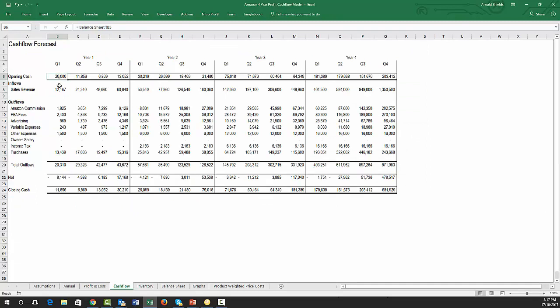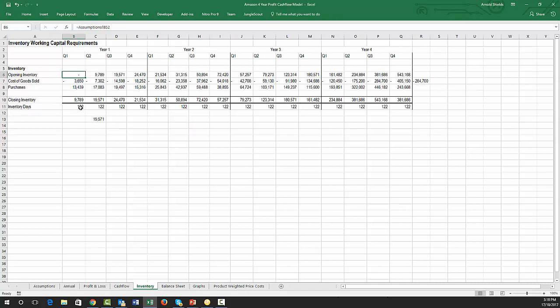So we've got opening cash, we've got our sales, gross sales revenue. So this is, in some ways, we've taken up, you're going to get net, but we've included as gross. So this is the sales you're making, less the Amazon commission at 15%, less your FBA fees, less your advertising, less your variable expenses, less 1/4 of the annual expenses you put down, and the purchases.